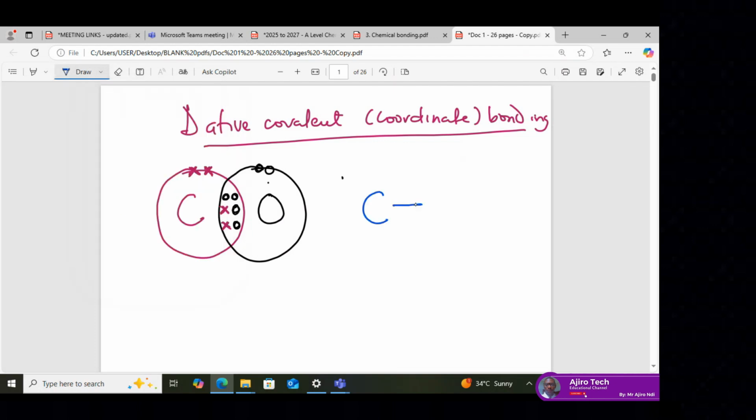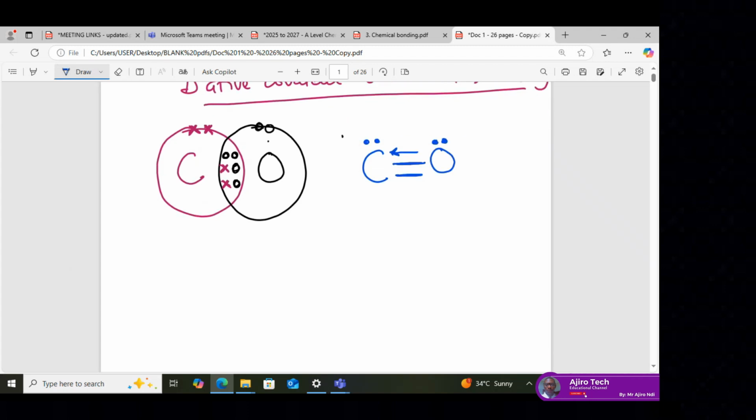Carbon, covalent bond, dative covalent bond from oxygen to carbon. You must show the arrow. The arrow shows that it's from oxygen to carbon. Then now only 1 lone pair on carbon, only 1 lone pair on oxygen. Can you see now? Do you get it? Yes. That's dative covalent. How many bonding pairs? 3. What about lone pairs? 2 pairs.